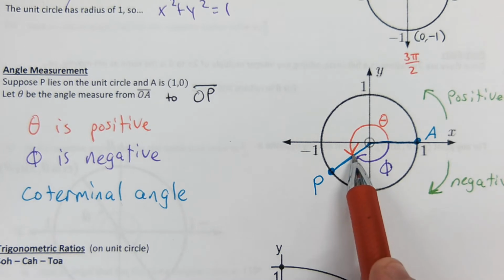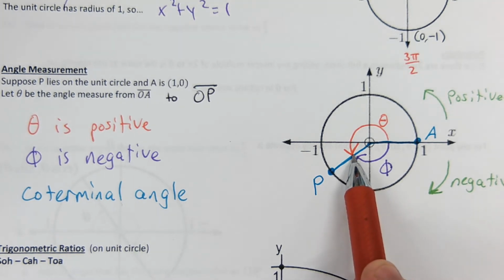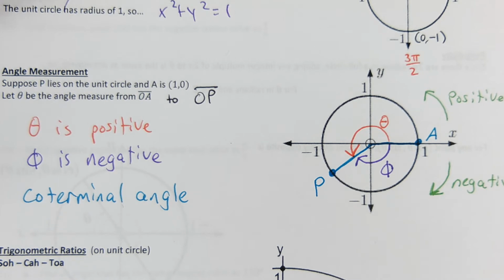So this angle is theta. It's also theta plus 2 pi, 4 pi, 6 pi, 8 pi, so on and so forth. Cool with that?